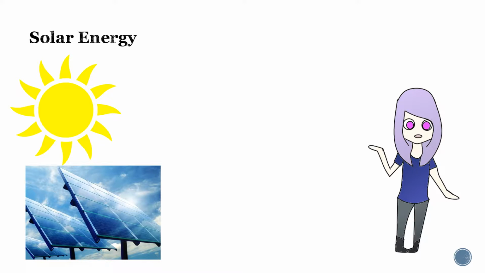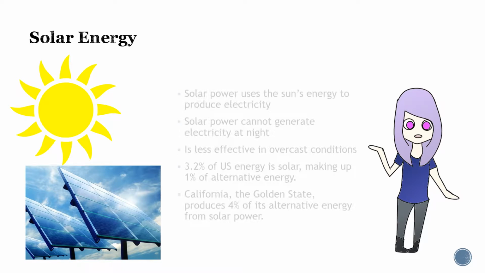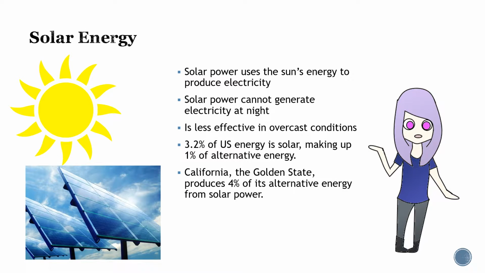Solar energy. Solar power uses the sun's energy to produce electricity. Solar power cannot generate electricity at night because there's no sun available to provide it electricity. It is also less effective in overcast conditions.